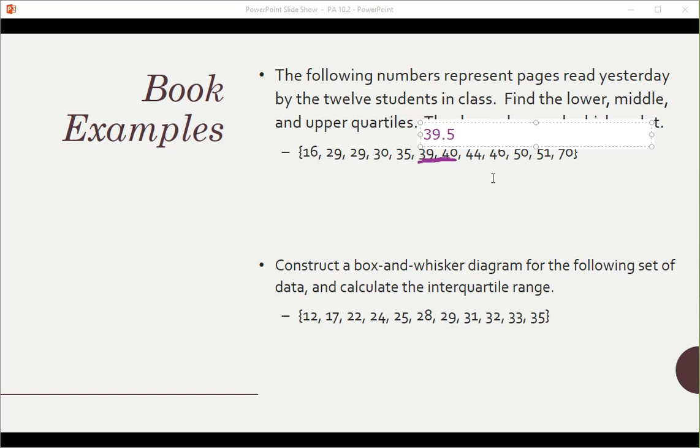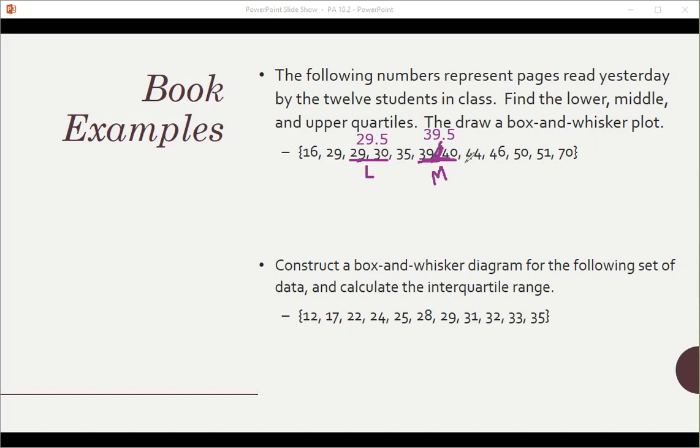And we'll put it up here to make it easier. This would represent my middle quartile. Then if I look to the left of this middle quartile, I have 1, 2, 3, 4, 5, 6 values over here to the left. So these two I would need to average to find my lower quartile. That's easy. Add them up, divide by 2, and I would get 29.5. That will represent my lower quartile.